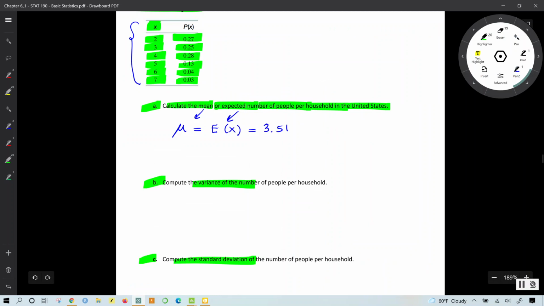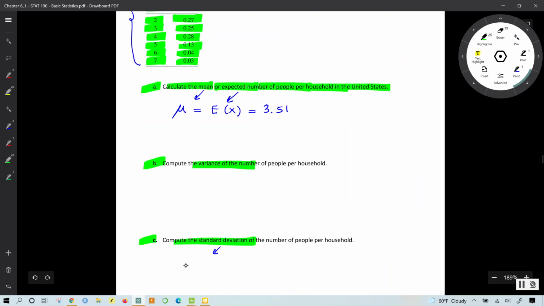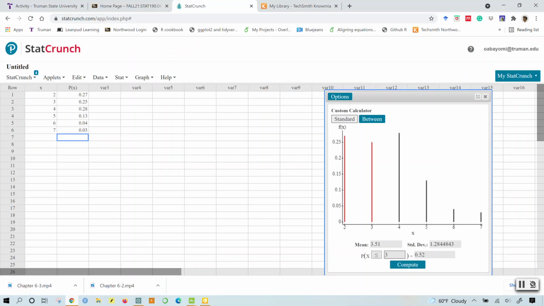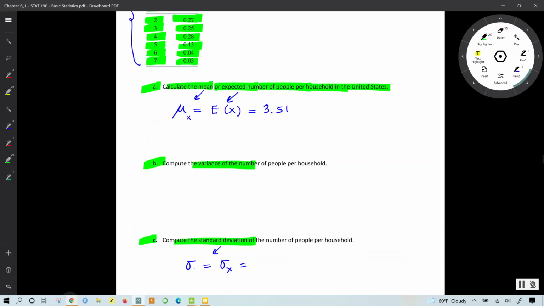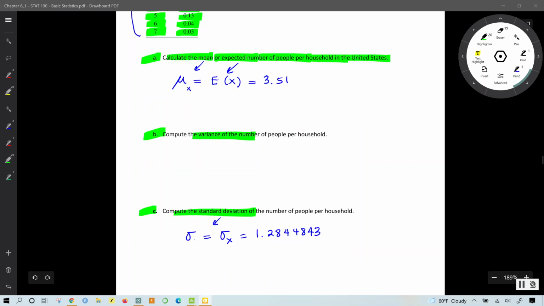I have 3.51. And my standard deviation of x, I can write this one or I can write this. It does not matter, it's the same thing. So this is equal to 1.284483. So here I have the standard deviation.